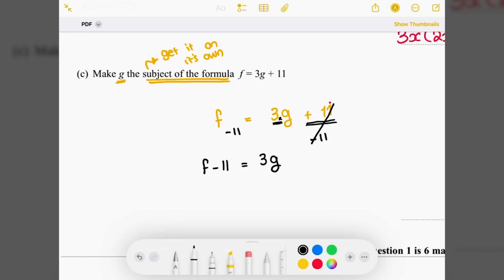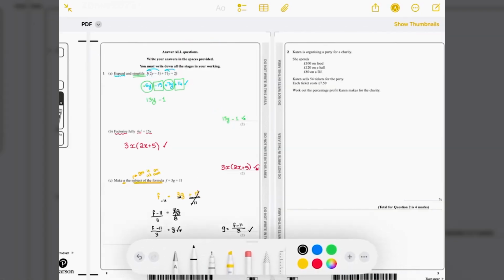Now I still want to get G on its own, so I need to get rid of this times 3. The opposite or the inverse of times 3 is divide by 3. So I'm going to divide by 3 here, divide by 3 here. These two will cancel out, and I end up with F minus 11 over 3 equals G. Is G on its own now? Yes. So I'm done. Let's go into the next question.